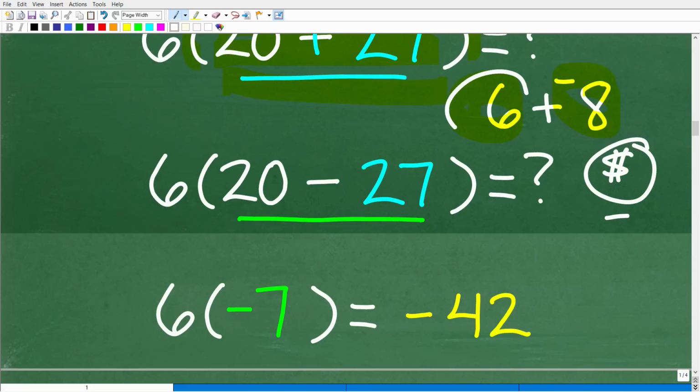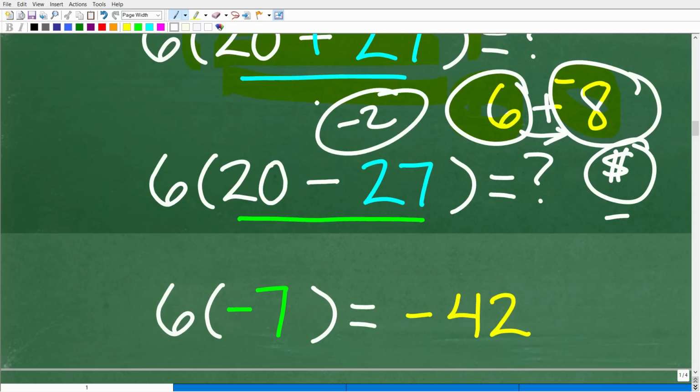So let's suppose you have $6 in your pocket. You're very happy about that situation. But then your best friend comes up and says, hey, give me back that $8 I lent you the other day. You're like, oh yeah, I forgot about that. So you give them your $6 and you still owe them $2.